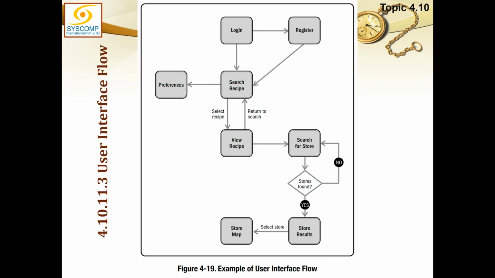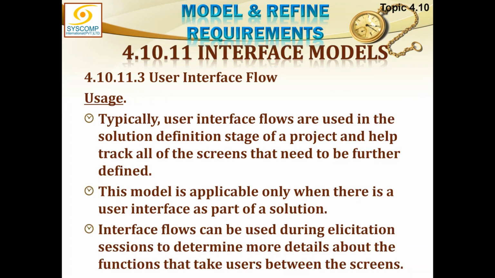After he has selected the recipe, he can search the store. If the store is not found, he can search again for another store. If it is found, the store results are displayed and the select store process follows from the store map. Usage of this user interface flow: typically these flows are used in the solution definition stage of a project and help track all of the screens that need to be further defined.